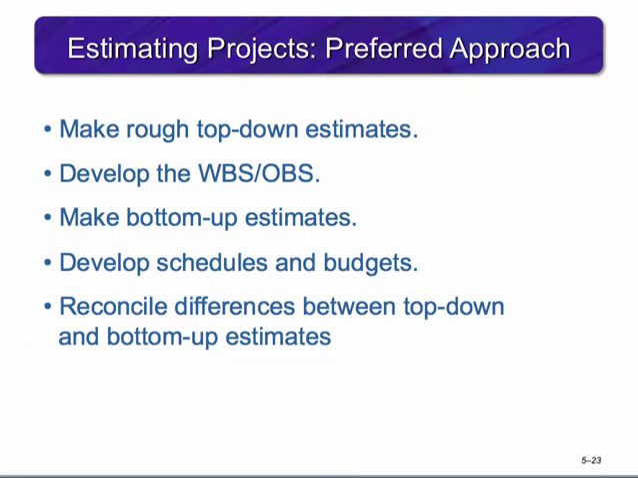While each approach has its pros and cons, there is an overall preferred approach within the project management area. The first step is to create a rough estimate using the top-down process. Then, develop the work breakdown structure along with the organization breakdown structure. From there, you can make bottom-up estimates and develop schedules and budgets. With this completed, you can reconcile differences between the top-down and bottom-up estimates, thus utilizing the strengths of each approach.